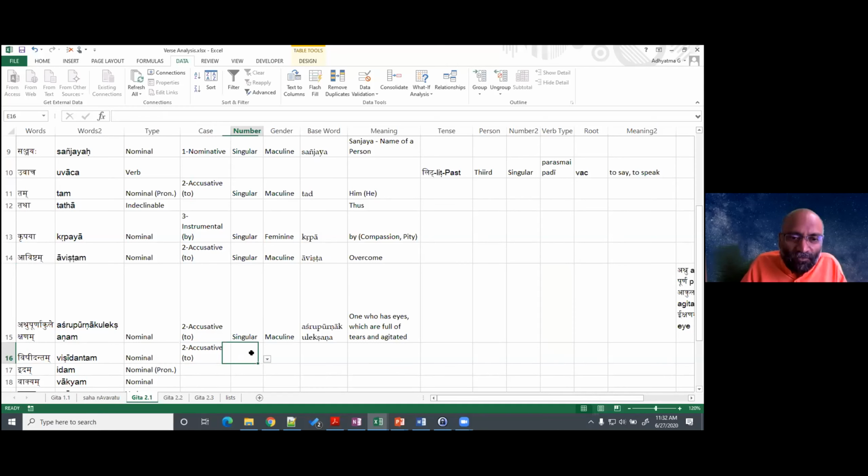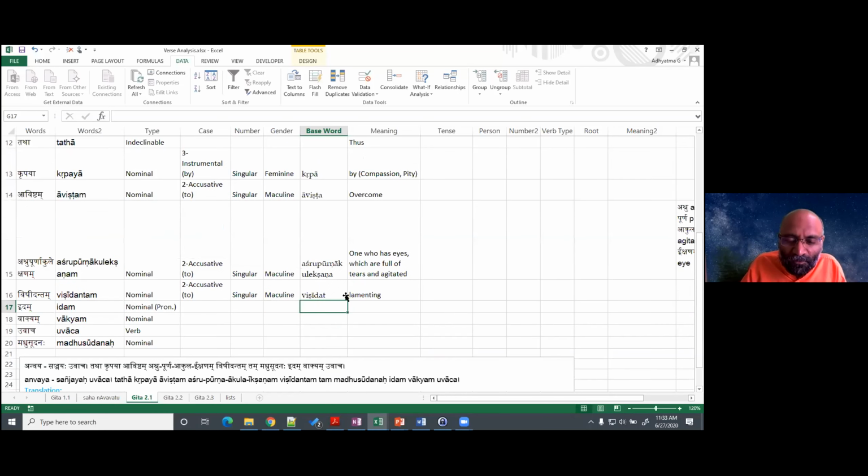Vishidantam, it's an accusative case, singular, masculine, and the base word here would be Vishidat. This is a special word, and here it means lamenting. I have not covered this particular part in the Sanskrit grammar class yet. We will see that later, how to make these forms. But this is what it would mean, lamenting.